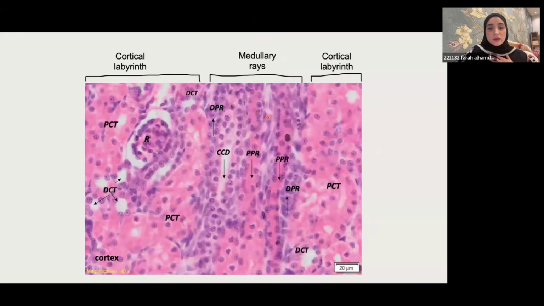After we zoom, we would see the medullary rays and the cortical labyrinth. So this area is the cortical labyrinth, where it's very squiggly and circular. Here also we have cortical labyrinth, and we have the medullary ray in the middle. Okay, this is all in the cortex. So let's look at the actual tubules here.